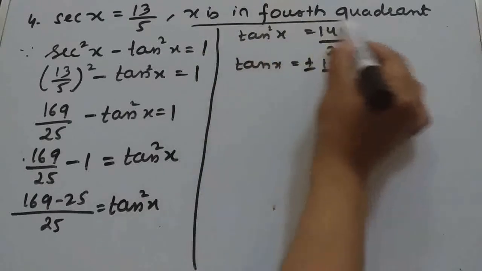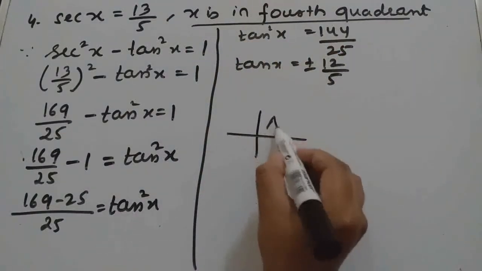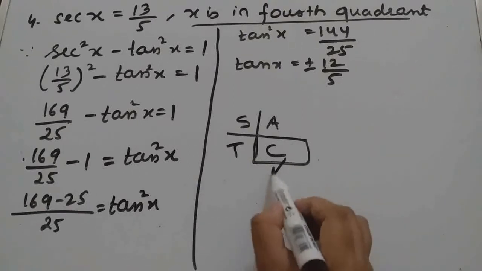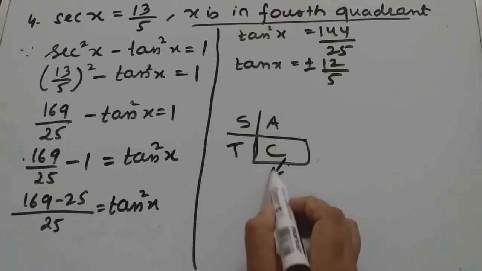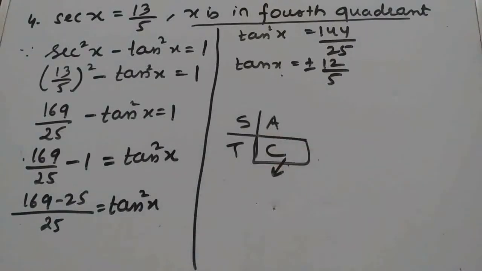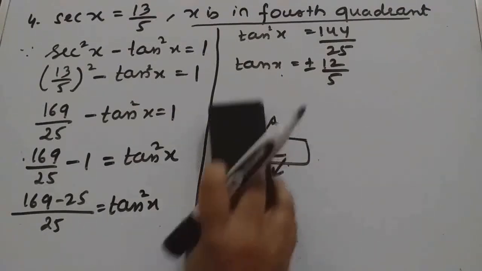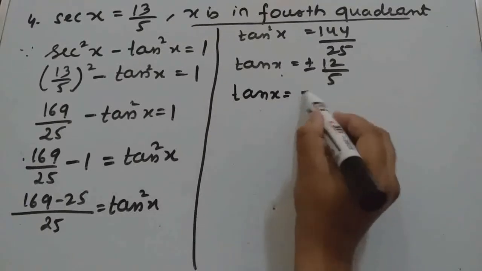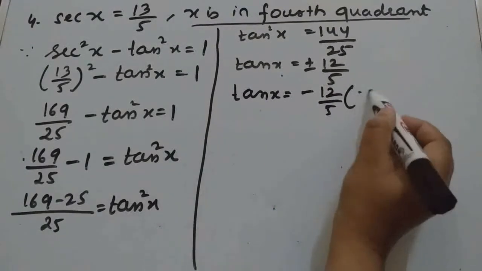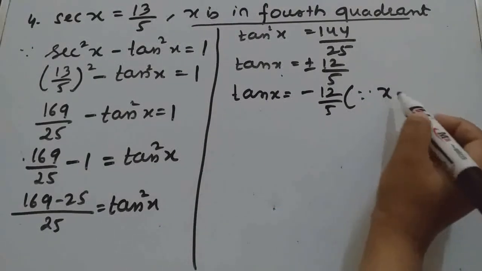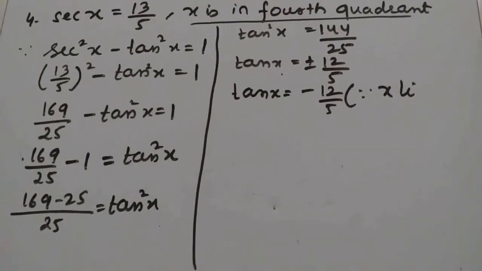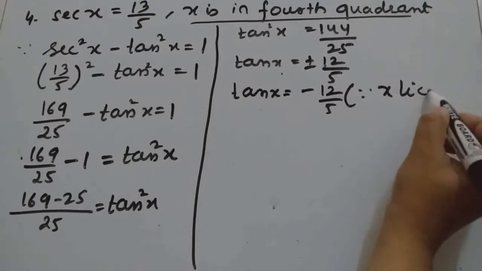Now x is in the fourth quadrant, so we should recall add sugar to coffee. Fourth quadrant means only cos and sec will be positive, isn't it? Now we have to find the tan value, so tan will be negative. So tan x is minus 12 by 5, since x lies in the fourth quadrant.